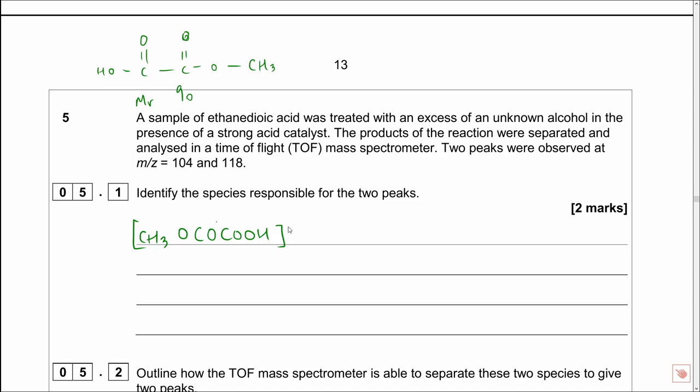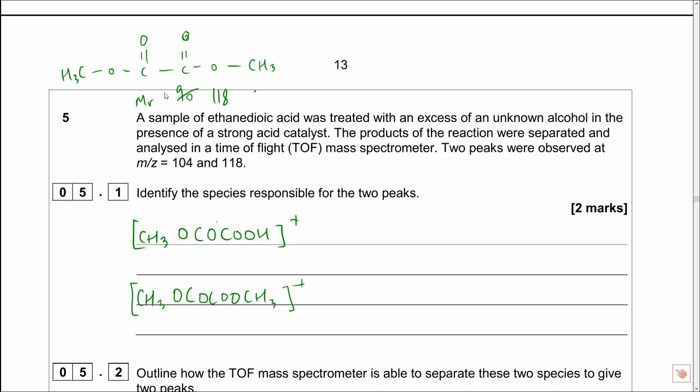CH3OCOOH. Okay, that's one plus. The other option is that both ends esterify, turn to esters, and that there would be my 118, which is then all I do is I say CH3OCOCOOCH3, and again positive ion. Two marks there. Quite a lot of thought there, because you're not given what the alcohol is.